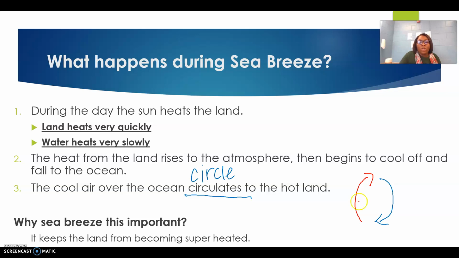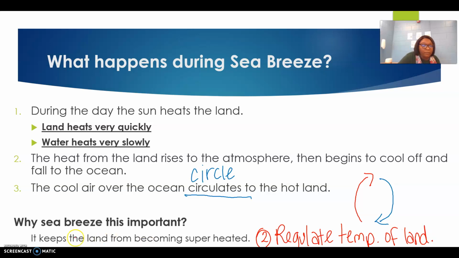So why is sea breeze so important? It keeps the land from becoming superheated, and the second point, it helps to regulate the temperature of the land. Please take some time to pause this. Make sure you have this written down. We're going on.